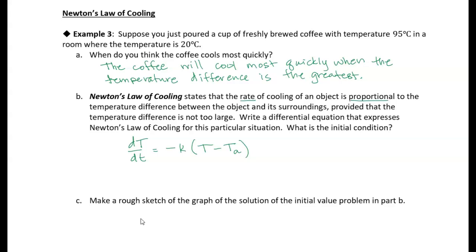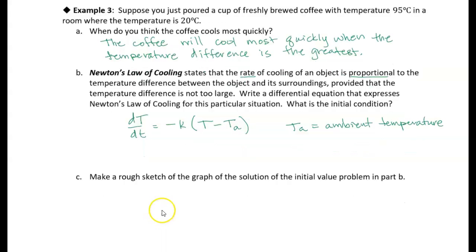I'm going to use T sub A to represent the ambient temperature. Maybe I should define that: T sub A is the ambient temperature. That's just the temperature of the surroundings. And then k is just some constant of proportionality, and we threw in a negative because we know we're dealing with cooling. All right, so there's a differential equation for you.